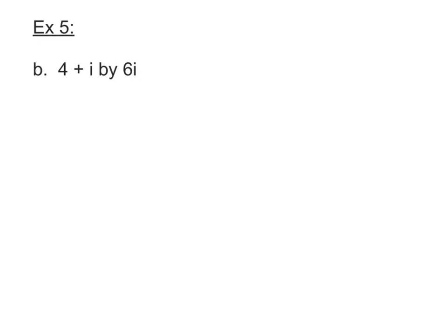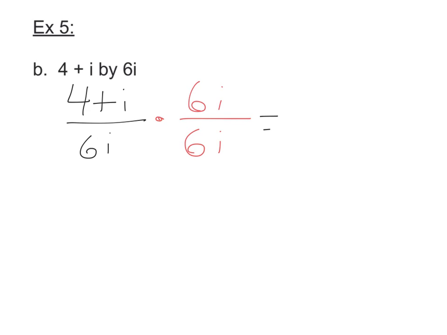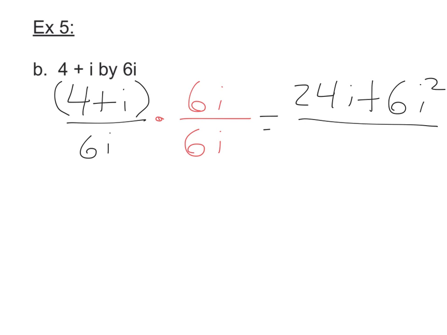Last one, we want to take 4 plus i and divide it by 6i. So 4 plus i divided by 6i. And as you would imagine, again, we don't want that i in the denominator. So, just like we've done in the past, we're going to start by multiplying both sides by 6i. And in doing so, we come up with the following. When we distribute, fraction bar acts as a grouping symbol. We get 24i plus 6i squared. Down below, 6 times 6 is 36, i squared.